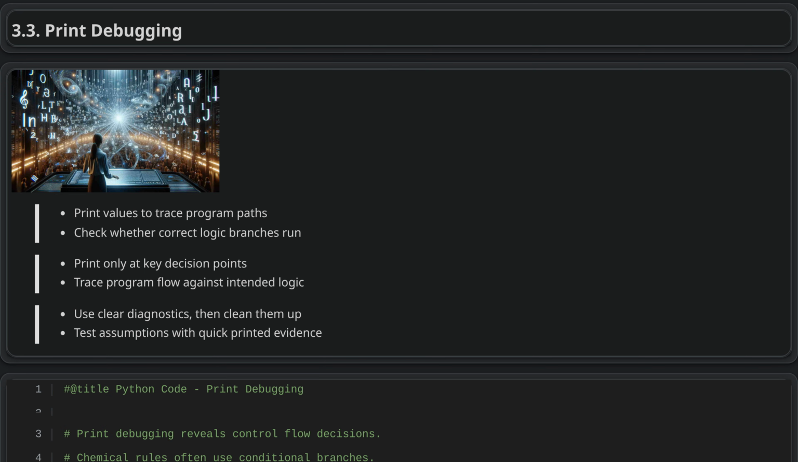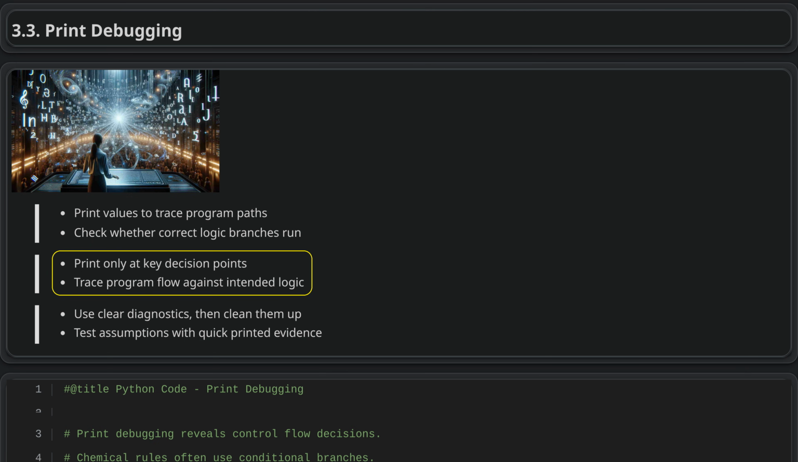Print debugging. Print debugging helps reveal control flow problems by showing key messages while a script runs. In engineering scripts with conditional rules, unexpected results may come from the program taking the wrong logic path rather than from incorrect calculations. Adding brief messages near important decisions makes the script's reasoning visible and helps confirm that it follows the intended path. Print debugging works best when you choose carefully what to display and where to display it.